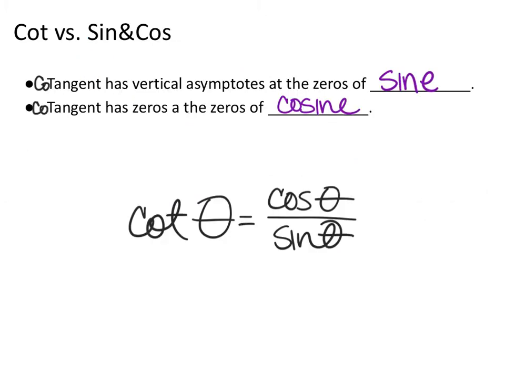And if we compare cotangent to sine and cosine, again, because of this relationship that cotangent is cosine over sine, cotangent is going to have vertical asymptotes when sine, the denominator, is 0, because it's undefined. And cotangent is going to be 0 when cosine is 0, since the numerator is 0.